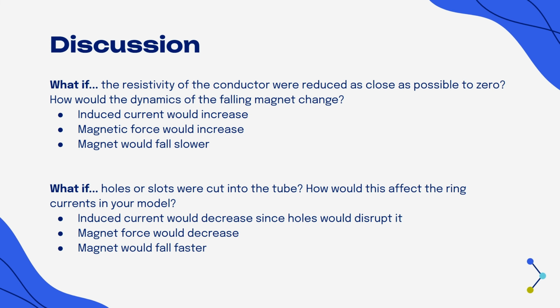Discussion. What if the resistivity of the conductor were reduced as close as possible to zero? How would the dynamics of the falling magnet change? Well, the induced current would increase, the magnetic force would increase, and the magnet would fall slower. What if holes or slots were cut into the tube? How does this affect the ring currents in your model? Well, the induced current would decrease since the rings were disrupted, and the magnetic force would decrease, causing the magnet to fall faster.